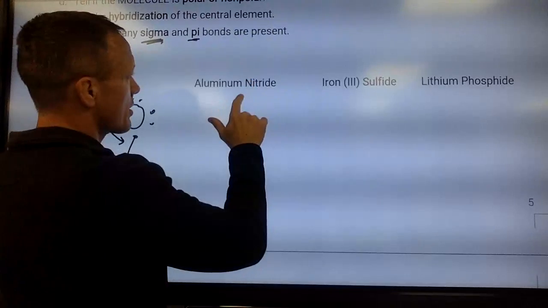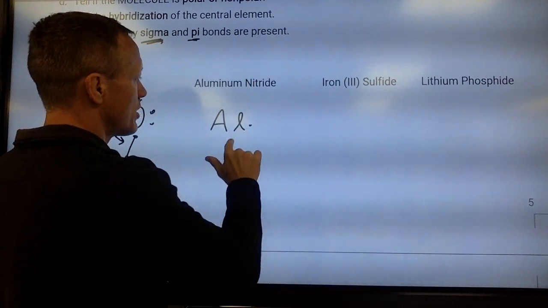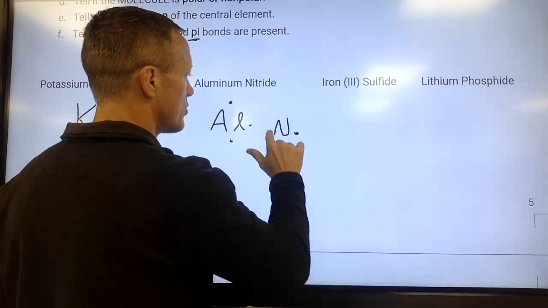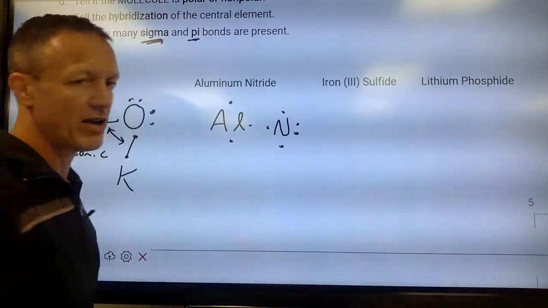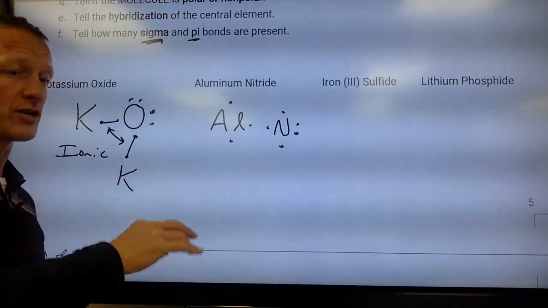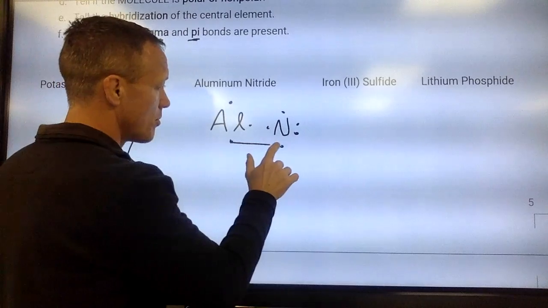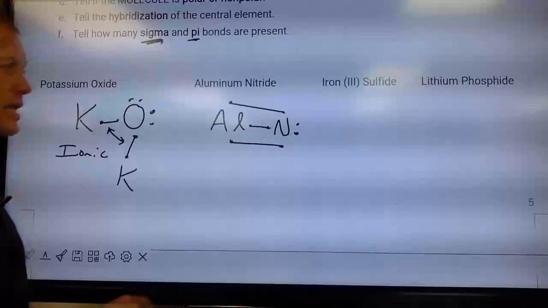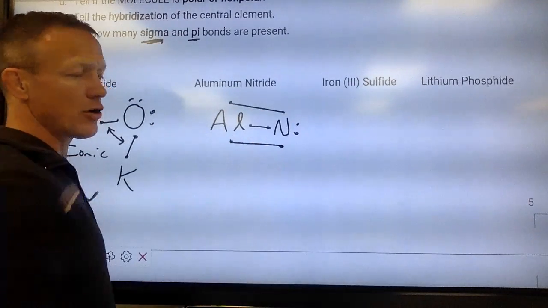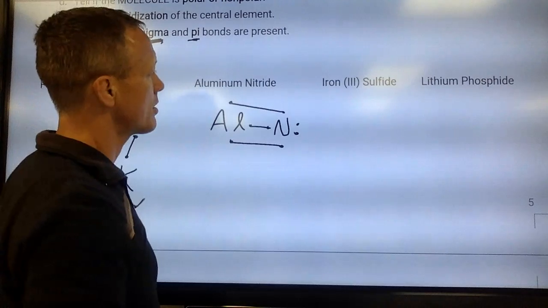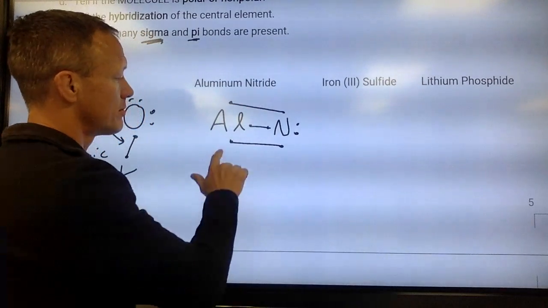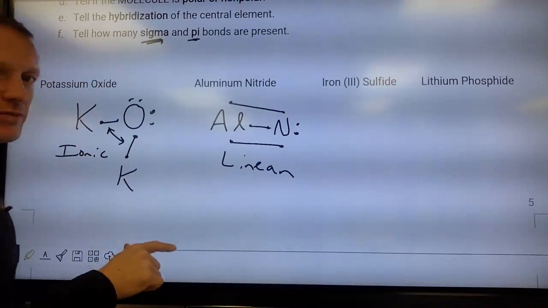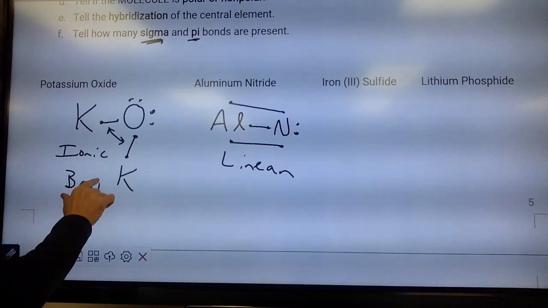If we're doing aluminum and nitrogen, aluminum has 1, 2, 3 valence electrons. Nitrogen's got 1, 2, 3, 4, 5 valence electrons. Well, aluminum wants to get rid of 3 electrons. Nitrogen wants to gain 3. So we're going to go bond, bond, bond. Again, these are ionic bonds. Shape is linear. This shape over here was bent. I'll explain the shapes in a little bit.